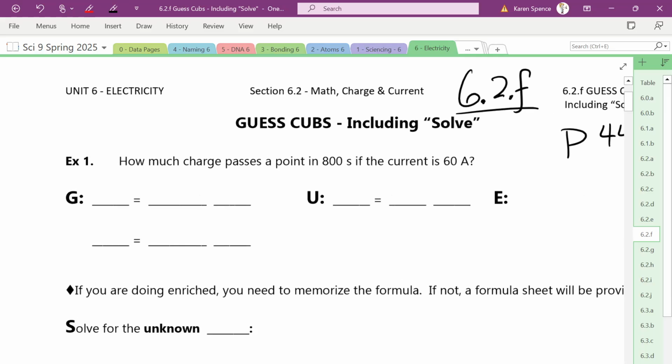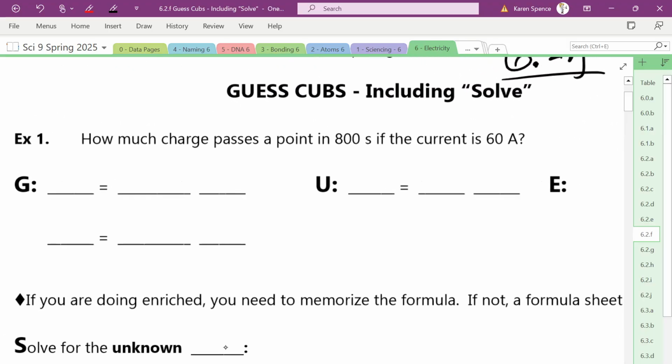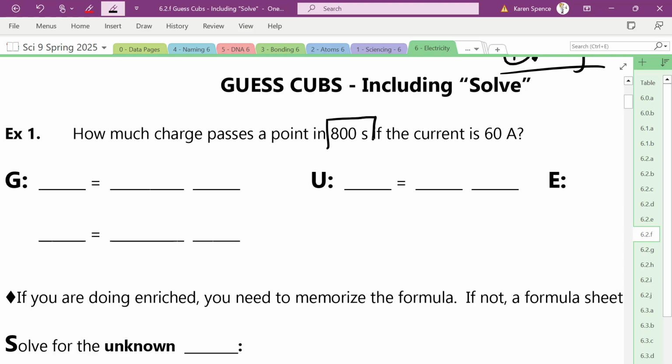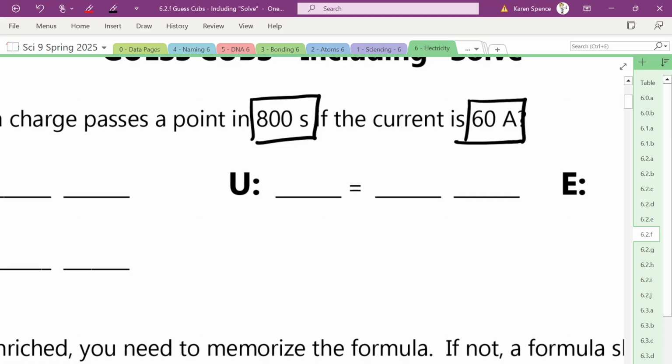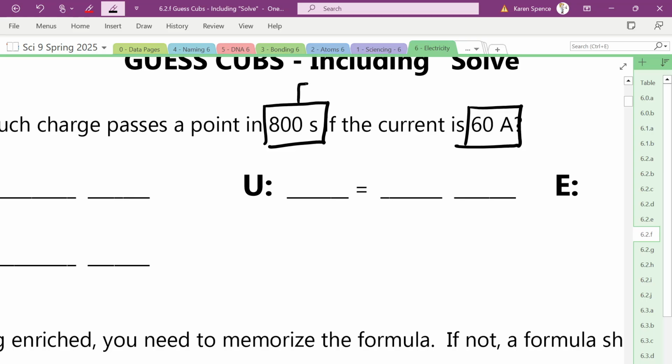So here we have a question. How much charge passes a point in, and here's one number we have, 800 seconds, and we have 60 A. What does A stand for? A stands for amps, okay? What quantity are we measuring if we have 800 seconds? That is time. And what does amps measure? Amps measures current. Now, if you have forgotten any of these things, make sure you have your purple sheet out because it will remind you. Okay, so have your purple sheet if you cannot remember.